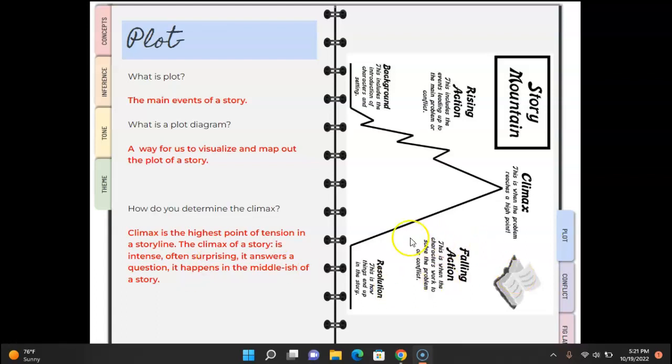After the climax, we have falling action. This is when the characters work to solve the problem or the conflict. They may be responding to the climax or coming out of whatever that big intense moment was. And then lastly, we have the resolution. This is how the story ends up, how it ends, how the loose ends get tied back together, and how we, the reader, are left. Once you have those red notes filled in, you can go ahead and continue the lecture.